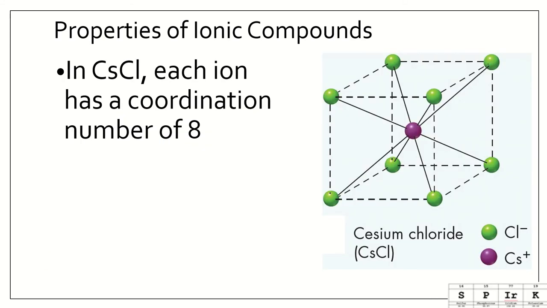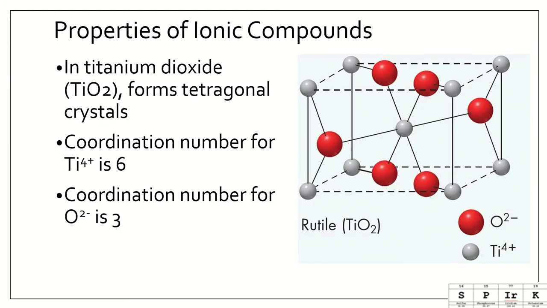So there are different types of crystals. In cesium chloride, each ion has a coordination number of 8. So again, we have our cesium ion here, and it's touching 1, 2, 3, 4, 5, 6, 7, 8 chlorides. So its coordination number is 8. In titanium dioxide, we see a tetragonal shape. And so the coordination number for the titanium ion is 1, 2, 3, 4, 5, 6. And the coordination number for oxygen is 3. So if you look at the red spheres, they are touching 3.